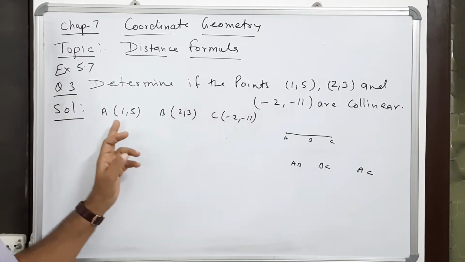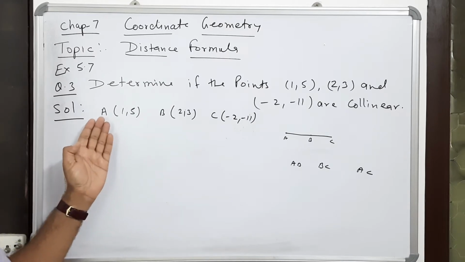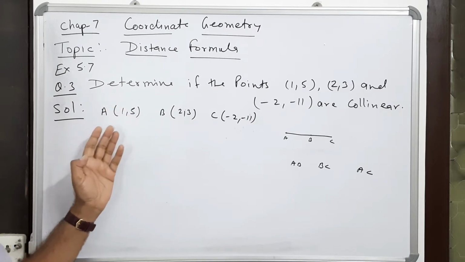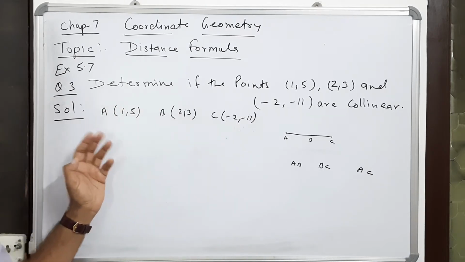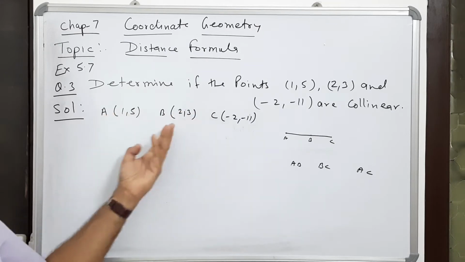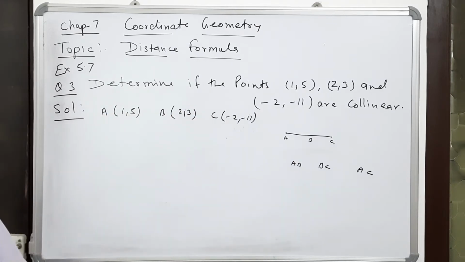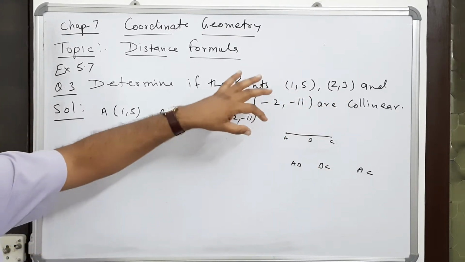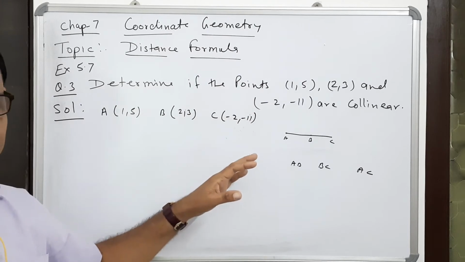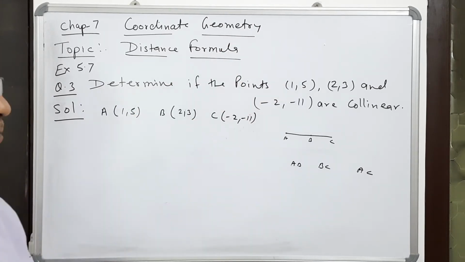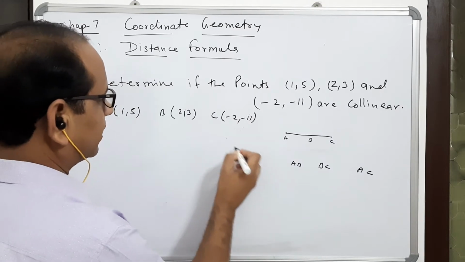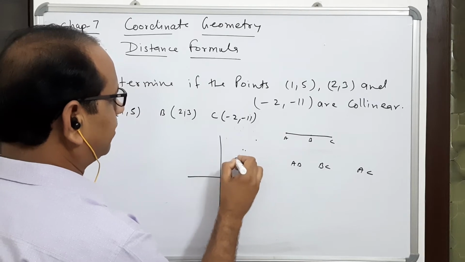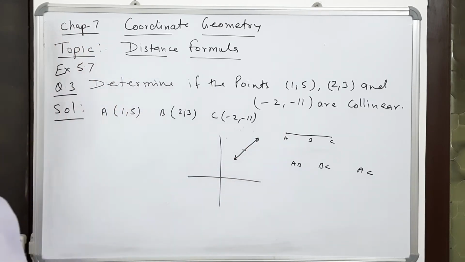Now we don't know their sequence in the graph, whether it is ABC or ACB. The first method to prove collinearity is to plot these points on graph paper. When you plot these points and join them, you will find a straight line. Then we say that these points are collinear.